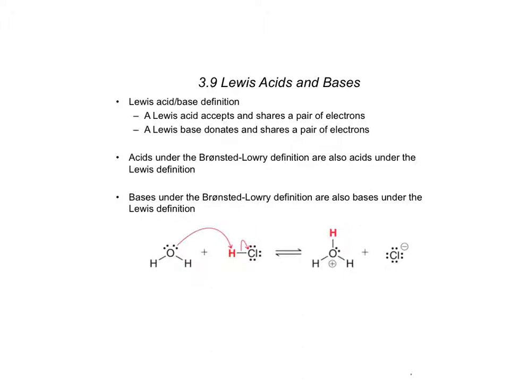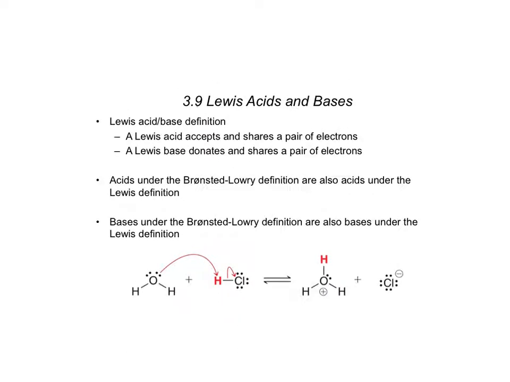So with respect to Bronsted-Lowry acid-base theory, right? In Bronsted-Lowry theory, a Bronsted-Lowry acid was a proton donor, right? It's an acid because it donates a proton, whereas a Bronsted-Lowry base was a proton acceptor. So Bronsted-Lowry acid-base theory focuses on the proton, what happens to protons, right?